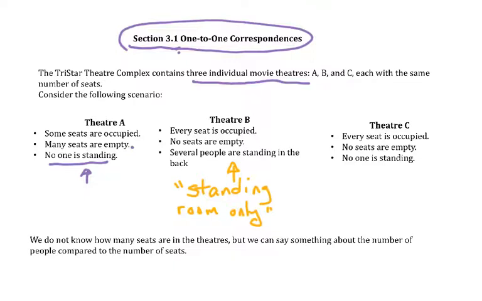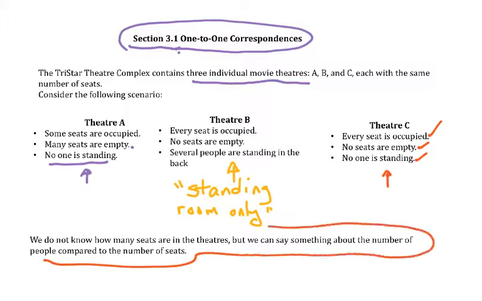And then in theater C, the situation is different once again. Here, every seat is occupied, no seats are empty, no one is standing. And we're also operating under the assumption that it's one person per seat. There's not like somebody with a child in their lap. No two people are sharing seats. So, one thing we don't know is how many seats are in the theater, because I'm not going to take the time to count all those, and neither would you.